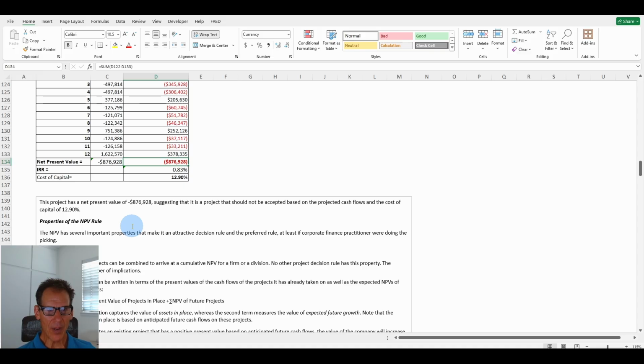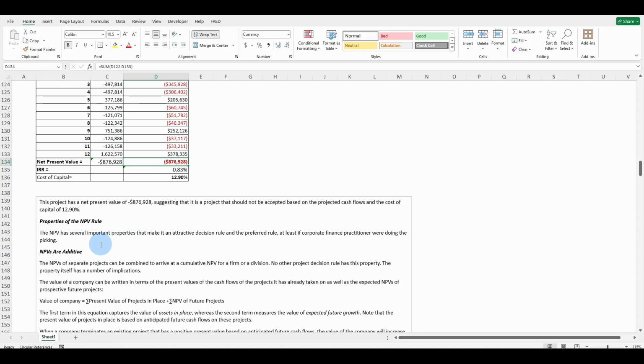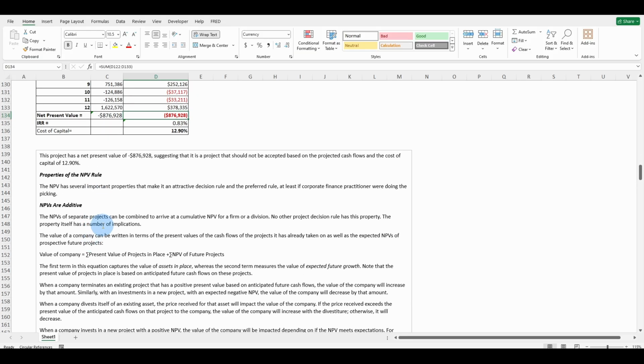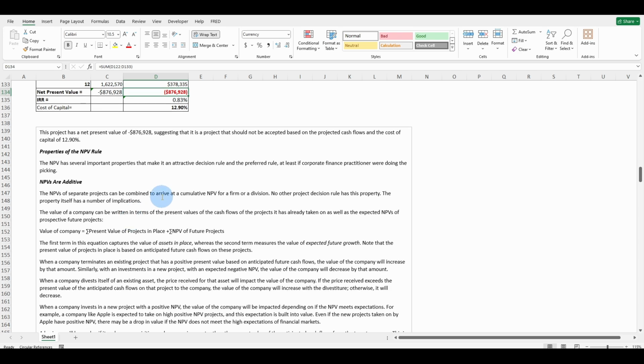Properties of the net present value. The NPV has several important properties that make it an attractive decision rule and the preferred rule, at least if corporate finance practitioners were doing the picking. NPVs are additive. The NPVs of separate projects can be combined to arrive at a cumulative net present value for a firm or division. No other project decision rule has this property.